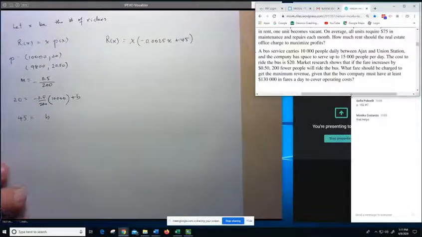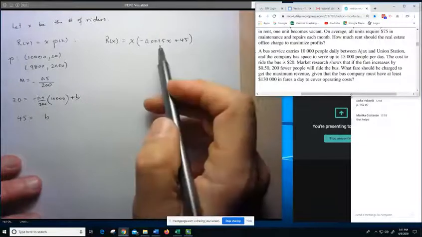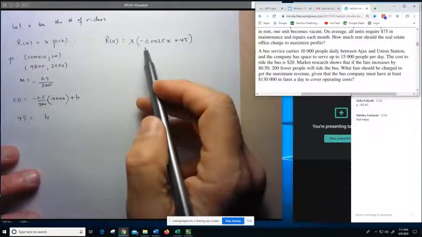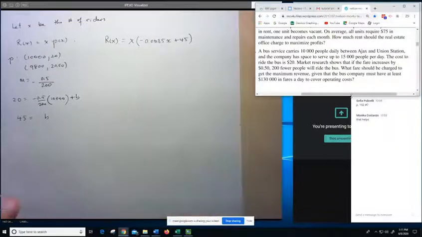Okay. And so now this is the function that I'm trying to maximize. Now let's try to figure out what the domain is on this one here. Let's try to figure out what the starting and ending point is. So what are the restrictions they give us on this function here? Can anybody tell me what the restrictions are?